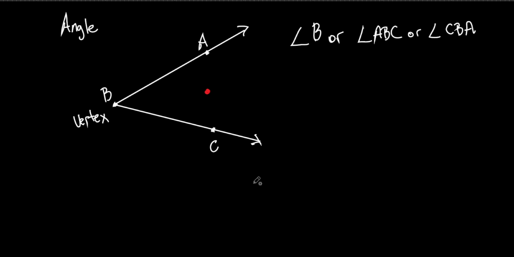Do you think it's on it? Do you think it's in it? Do you think it's outside it? What do you think? On it? Well, when we say on it, it's actually got to be on one of the rays. So point A is on the angle. Okay, point B is on the angle. Point C is on the angle.